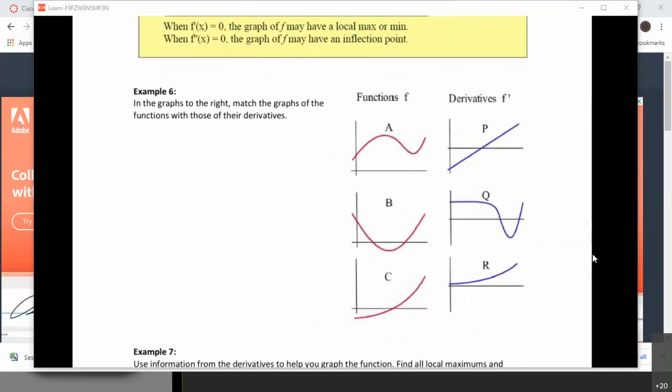These are always fun. Let's see if you can do this one. You try example 6. Type your answers in the chat. So now, just so you understand, here are the functions A, B, and C. Here are the derivatives P, Q, and R. So you're going to type in pairs, like A, P, B, Q, okay? But they're not in order. So you give this a try. We'll take a couple of minutes to see if we can do this.